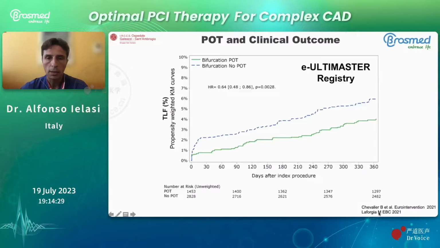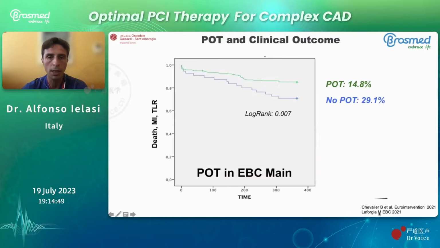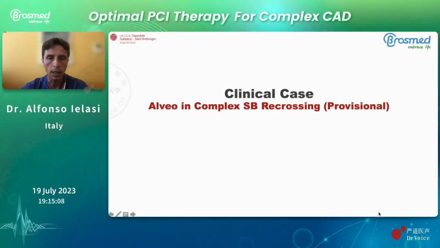POT has some important benefits in terms of clinical outcome, as you can see from this data coming from the e-Ultimaster registry. So patients treated because of bifurcation lesions who received a POT had a lower TLF at 1 year as compared to the counterpart, and similar data come from the EBC MAIN, where patients treated with POT had a lower incidence of the composite of death, MI and TLR as compared to the counterpart. So POT is very important even to reduce clinical events at clinical follow-up.